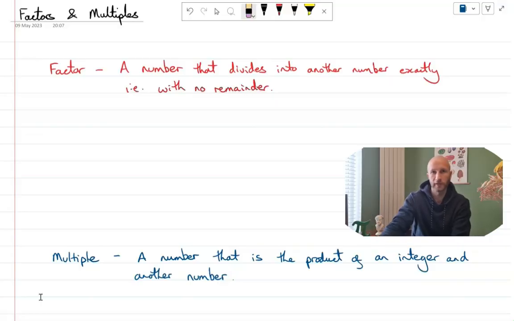This is a quick video on factors and multiples. This is something that people commonly get wrong, so I just want to do a couple of minutes video, go through it, and make sure we address any misconceptions. So we're straight in with a factor.